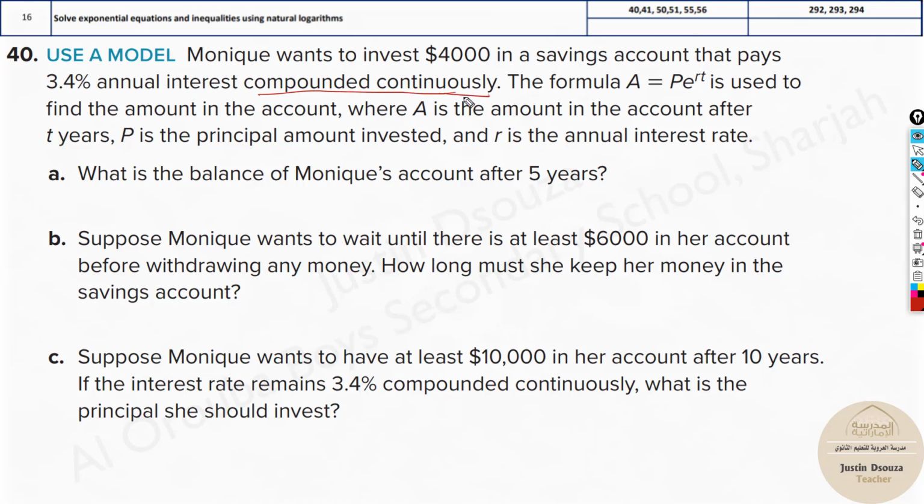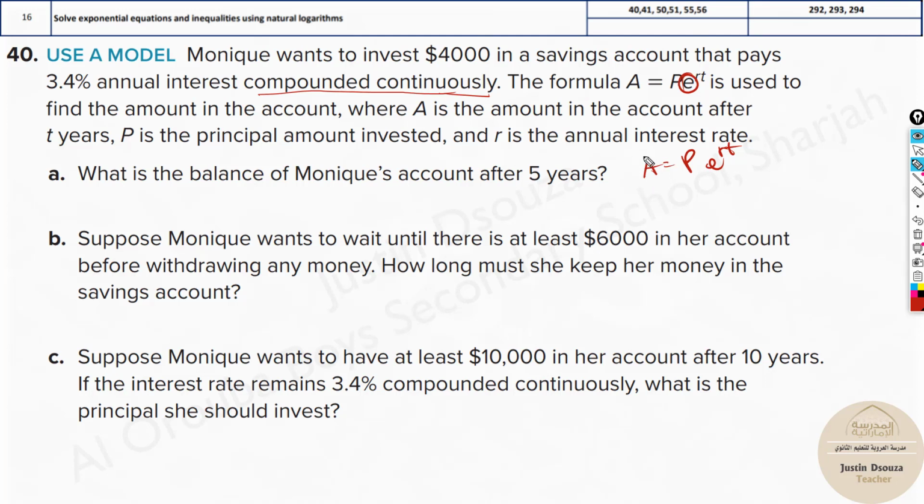This is very important. Compounded continuously means exponential is involved. Now the formula over here is given: A equals P, that is the initial amount, e to the power rt. Even if you don't get this formula in the question, please remember it. Now I'll tell you what each term means.